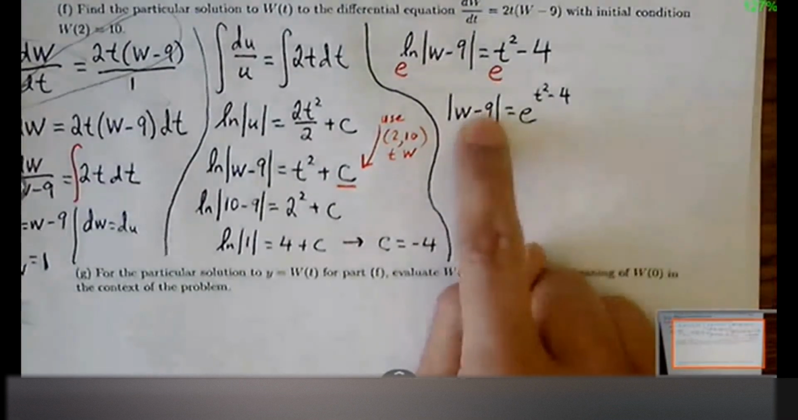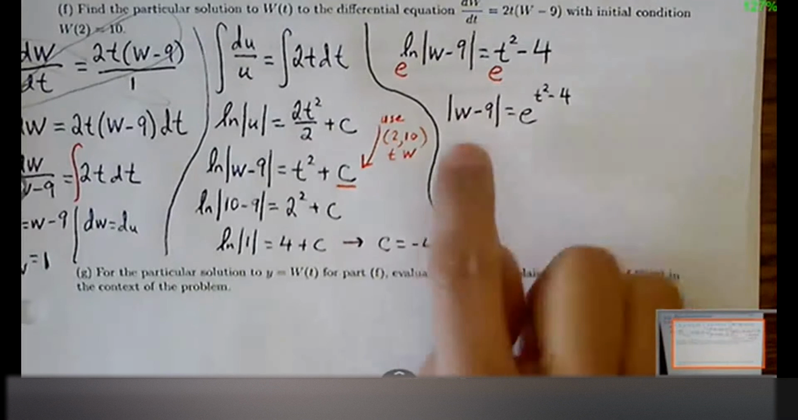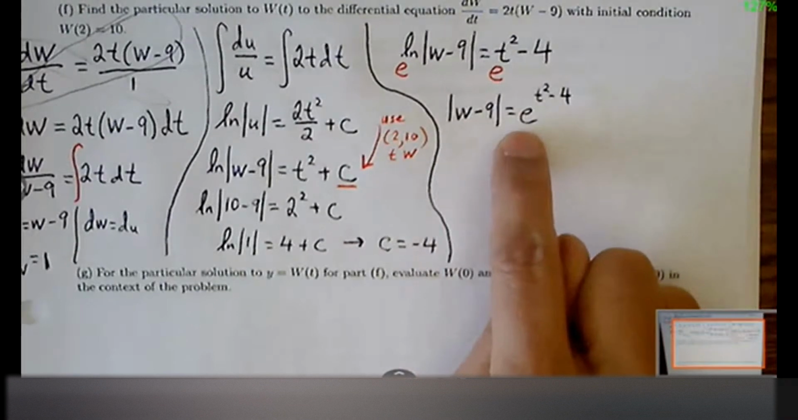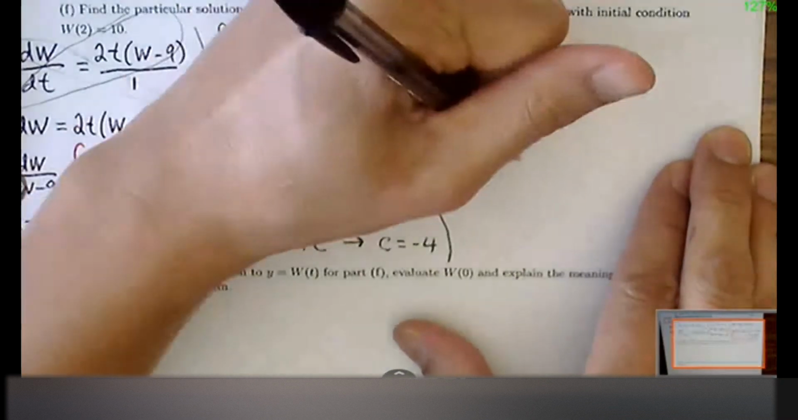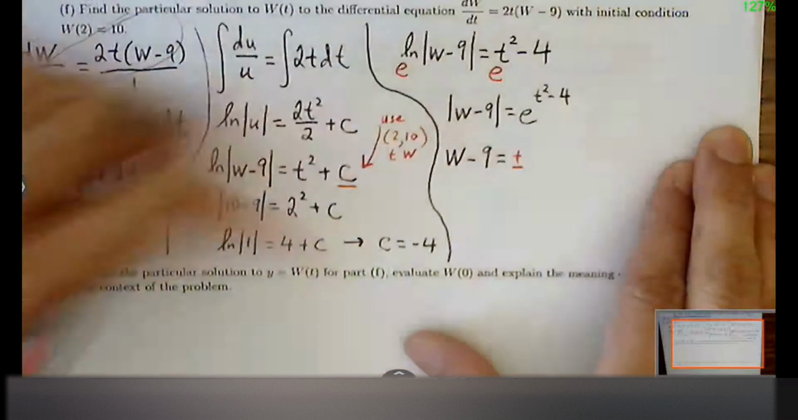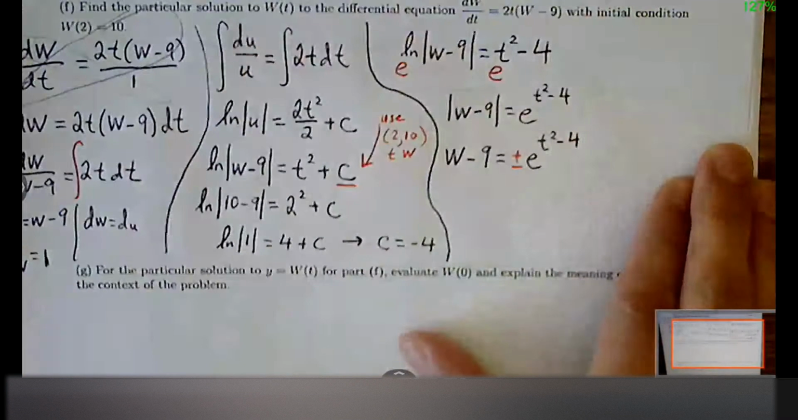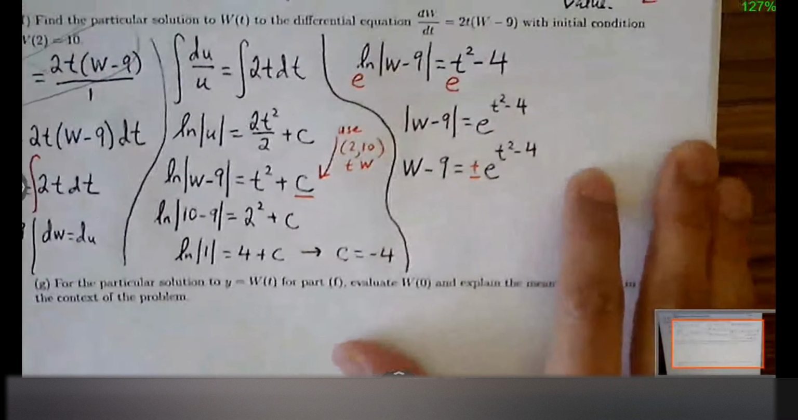Okay, so I want to solve for w. I want to drop the absolute value, but if I drop the absolute value, I need to balance it out on the other side with a plus or minus. Add the 9 over to the right side.